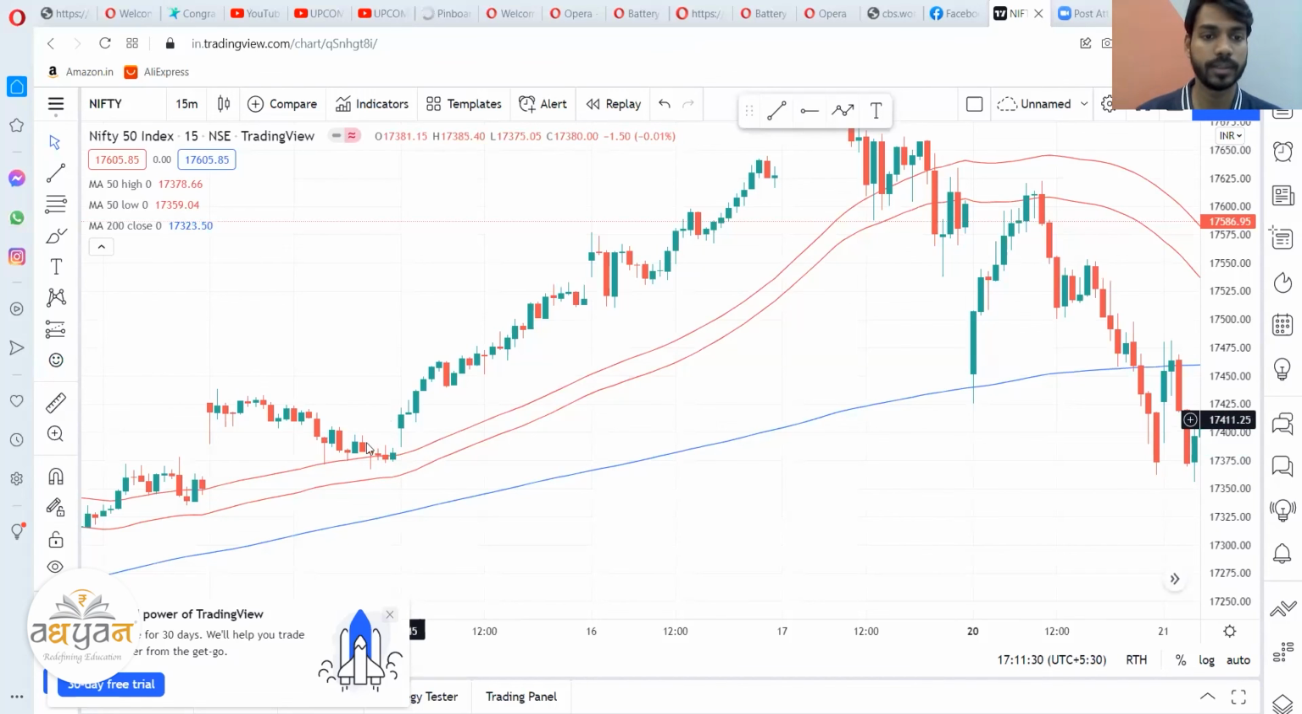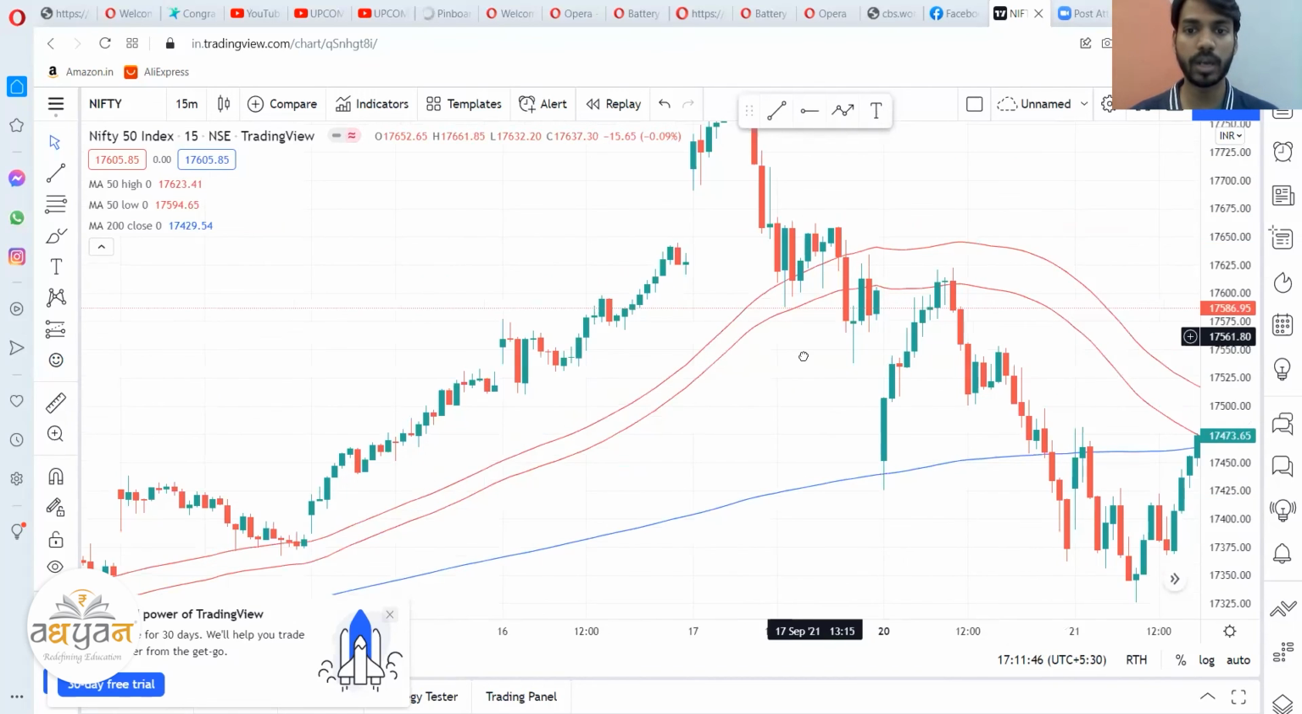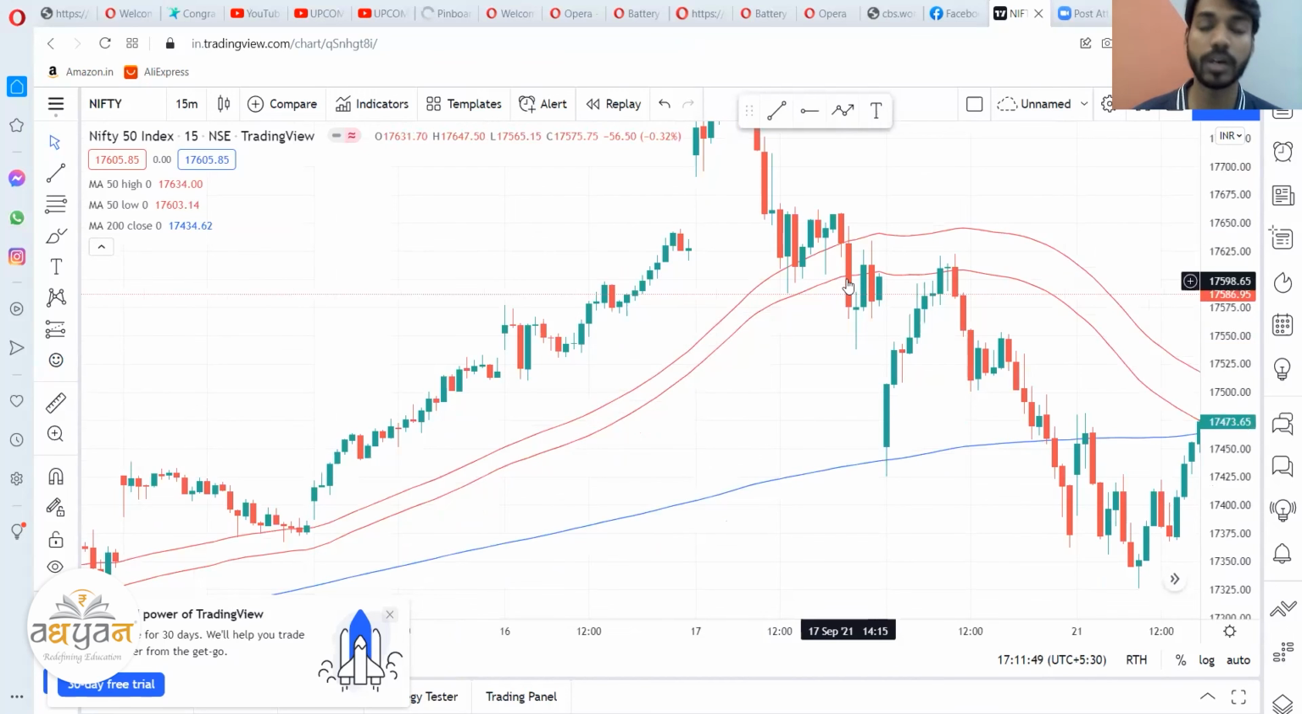Here we got the doji candle, more of a hammer candle if I can say. Once this high is broken, we got the buy entry and you can see the market went up. We could have booked our stop loss somewhere here. So from here to here, we could have trailed our stop loss at the 50 moving average low. This is how you can use this particular strategy in a bigger time frame and a smaller time frame as well.